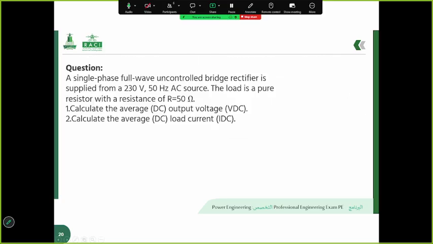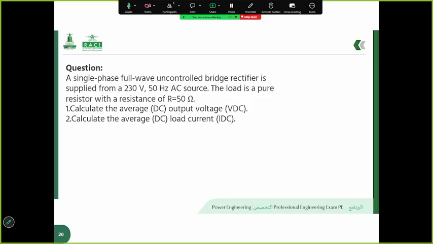This slide discusses the analysis of a single-phase full-wave uncontrolled bridge rectifier supplied from a 230 volt, 50 hertz AC source, with a purely resistive load of 50 ohm. In this configuration, the AC input is fully rectified using 4 diodes, producing an output waveform that is the absolute value of the sinusoidal input.